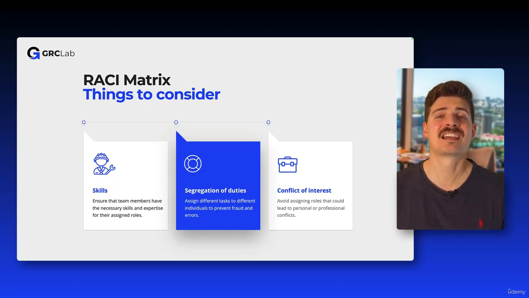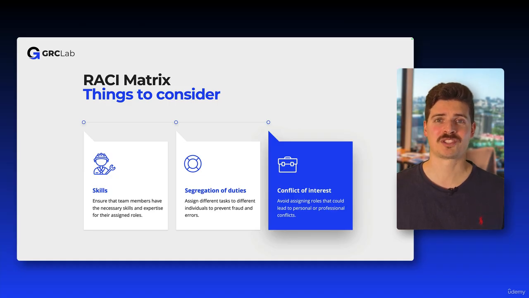Segregation of duties is a principle that involves having multiple people involved in the completion of a task to minimize the risk of fraud or theft. For example, the requester, approver, and provisioner of a request to access an IT system should not be the same person. And finally, it's important to consider any potential conflicts of interest when assigning tasks.